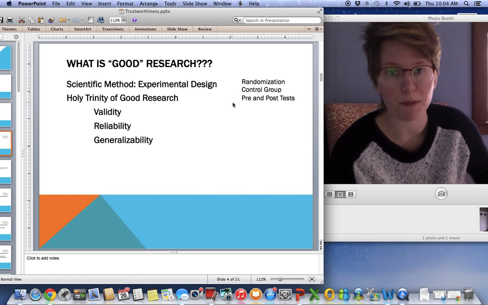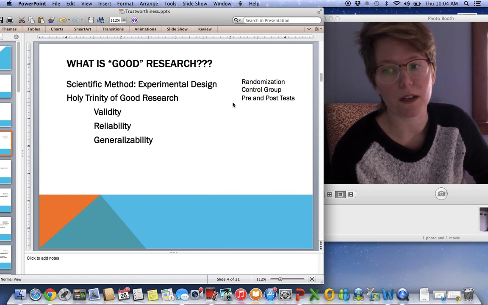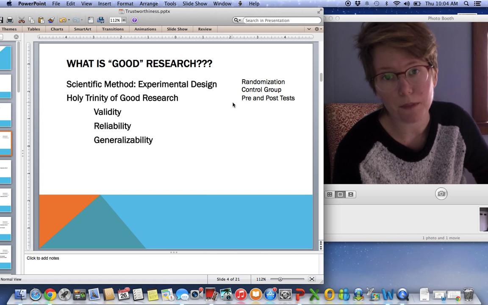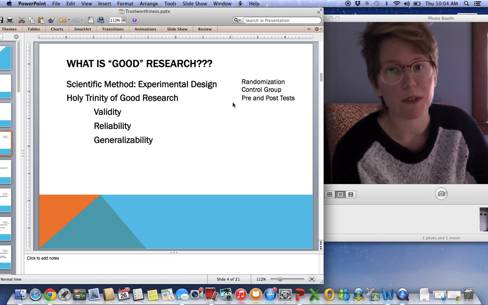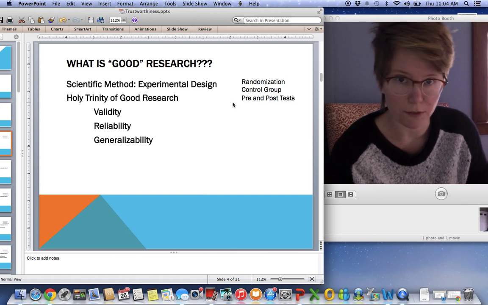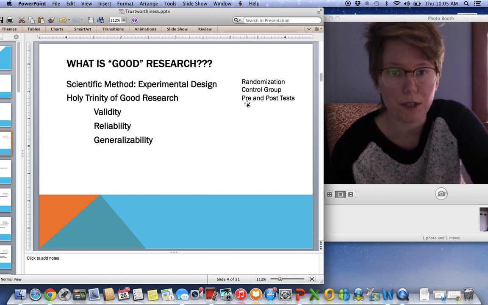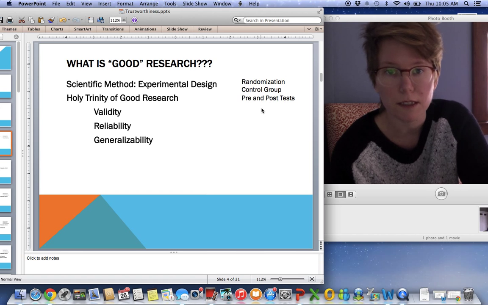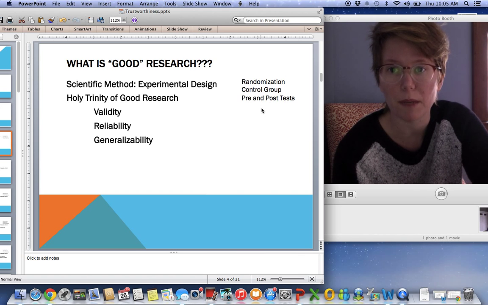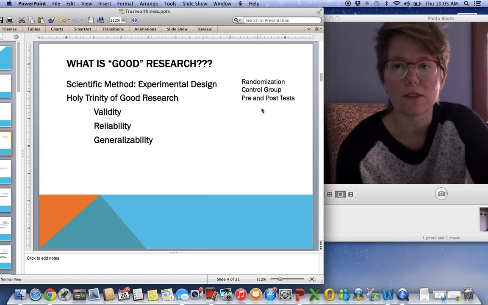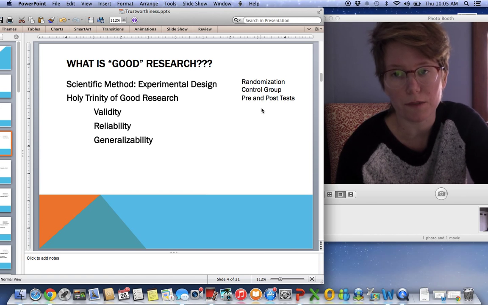So in our field, maybe we would have a control group that got just treatment as usual in the clinic, and our treatment group would be getting some special intervention. And we would do a pre and post test on those groups and see, is there a difference? Did the experiment make a difference? So that's the bare bones of how we usually think about judging research.